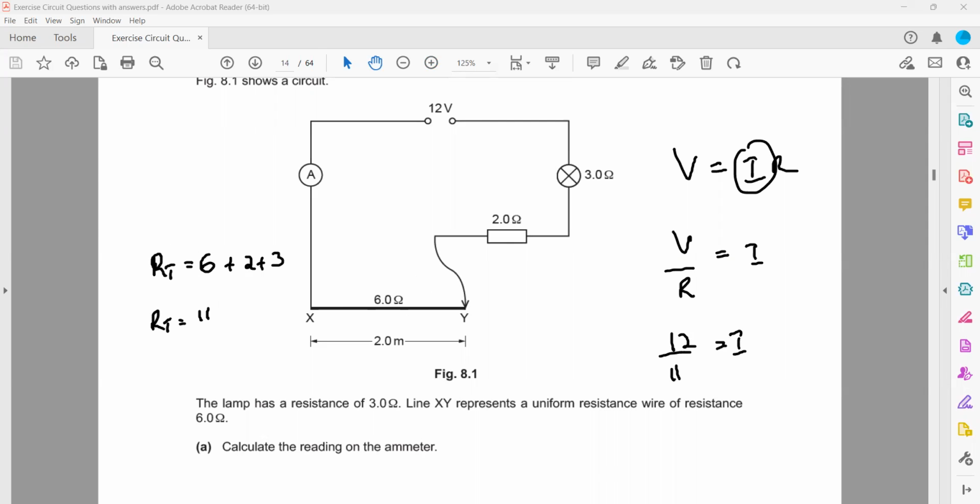What's the answer for 12 divided by 11? It is 1.09. So we write the current equals 1.09 ampere. That is the current which will flow through this whole circuit, as they're all connected in series to each other.